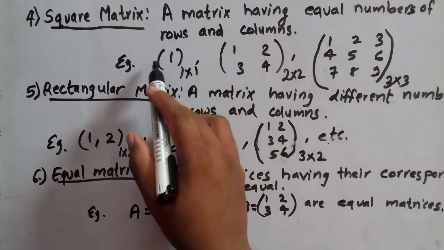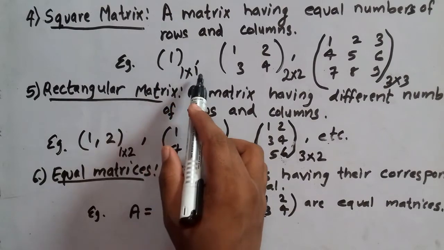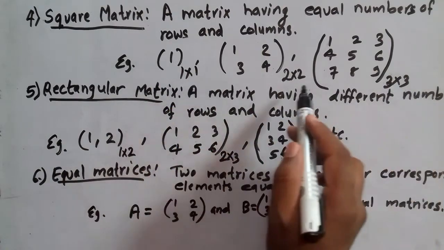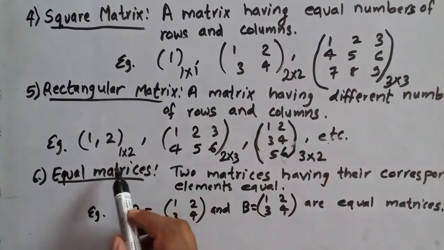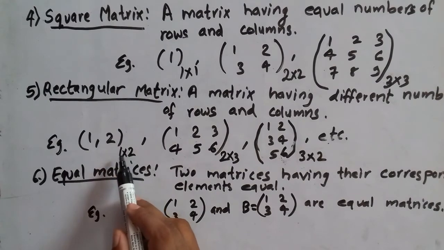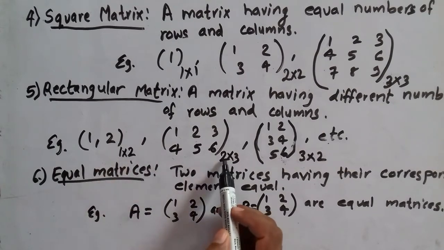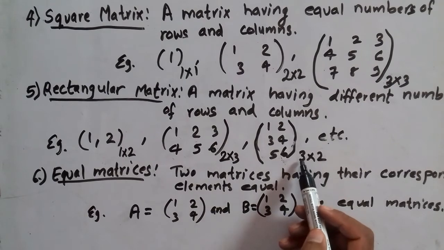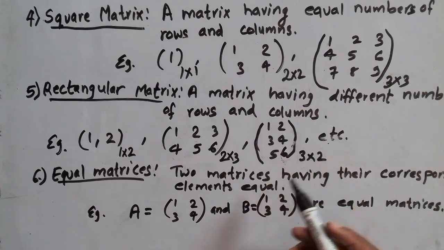These are the orders of a square matrix: 1 by 1, 2 by 2, 3 by 3, with an equal number of rows and columns. But here there is an unequal or different number of rows and columns. Here 1 row, 2 columns, 2 rows, 3 columns. Here 3 rows, 2 columns.